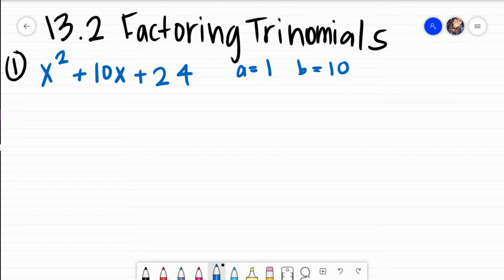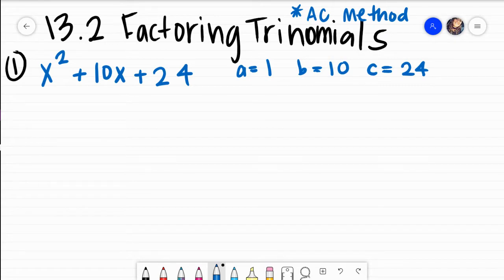Be sure you pay attention here to the signs. If it's negative, you do need to include that negative. Our C is that third term, which is 24. And then the process that we're going to follow, and I will explain the steps after this problem, is going to be called the AC method. Okay, so what we're doing here is the AC method. Do you see how the letters A and C are touching?